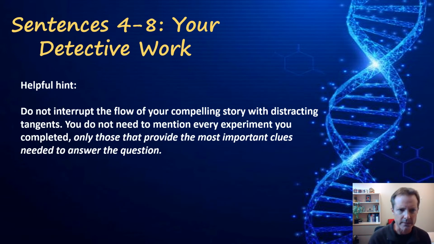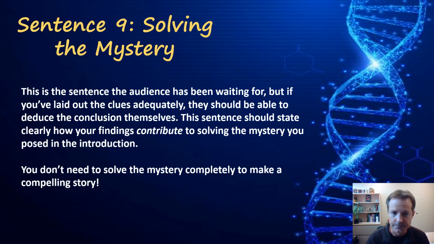Another helpful hint for sentences 4 through 8: do not interrupt the flow of your compelling story with distracting tangents. This is really important. We seem to have an urge to just spill out every experiment we've ever done. You don't need to mention that. Only mention the ones that provide the most important clues needed to answer the question.